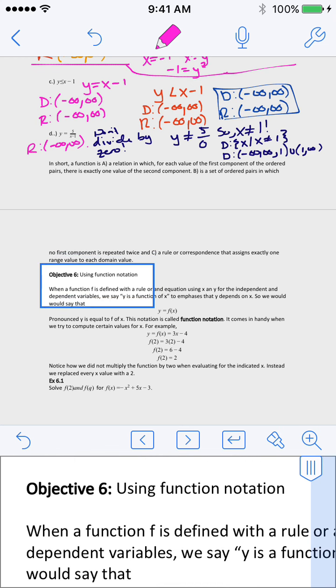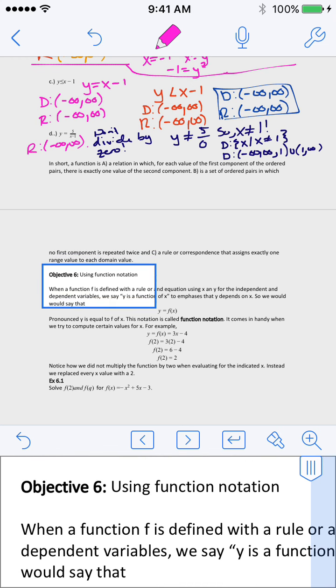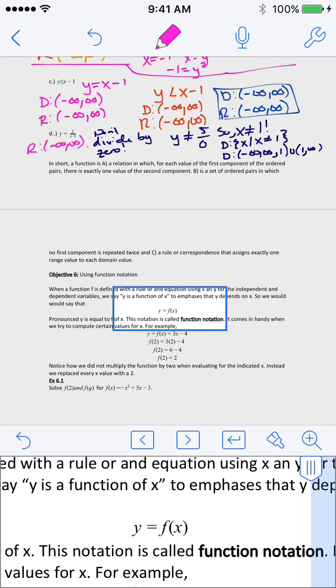Alrighty. Using function notation. Function notation looks like this. You've probably seen it before in your travels here at Alta High School. Basically, it's just a replacement of the dependent variable. So once you've decided that what you have is a function, you can actually say that by using this little symbol here, f of x. Please underline that.